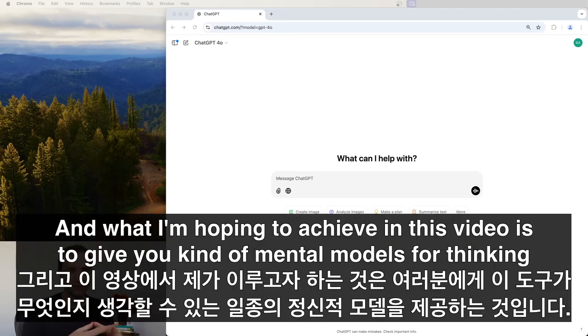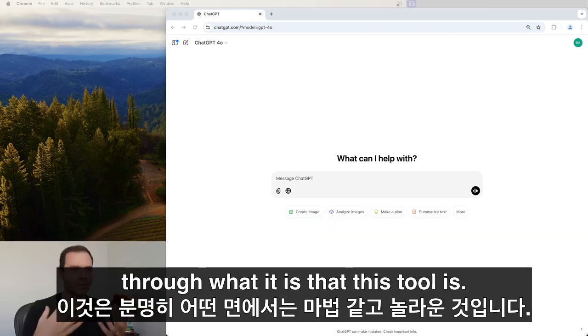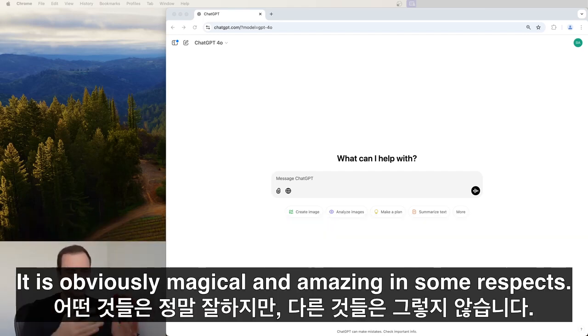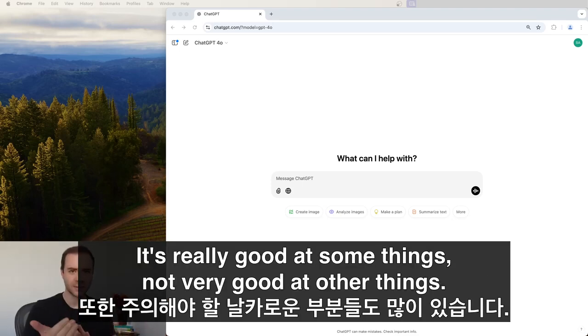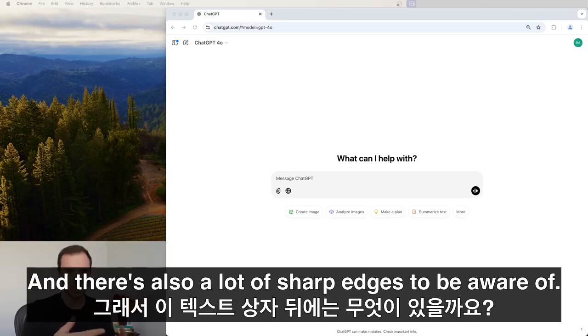It is a comprehensive but general audience introduction to large language models like ChatGPT. What I'm hoping to achieve in this video is to give you mental models for thinking through what it is that this tool is. It is obviously magical and amazing in some respects. It's really good at some things, not very good at other things, and there's also a lot of sharp edges to be aware of.